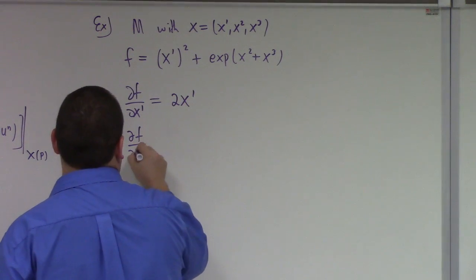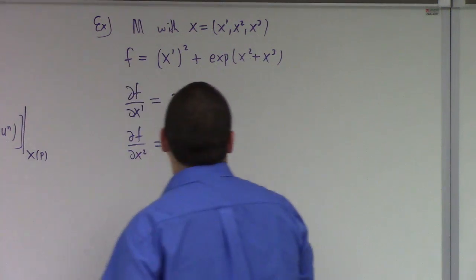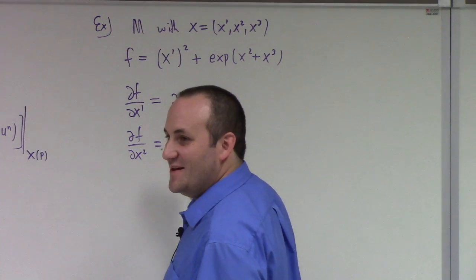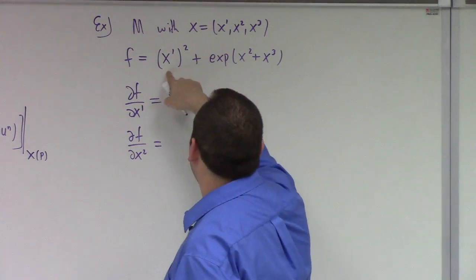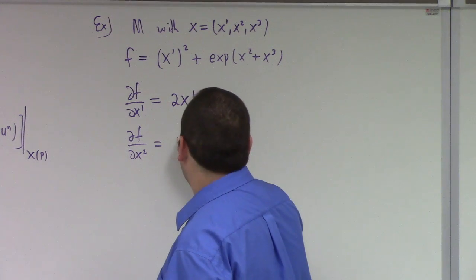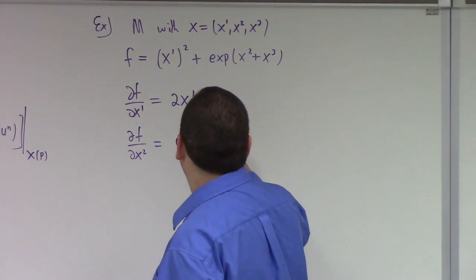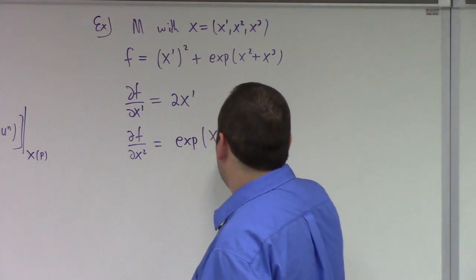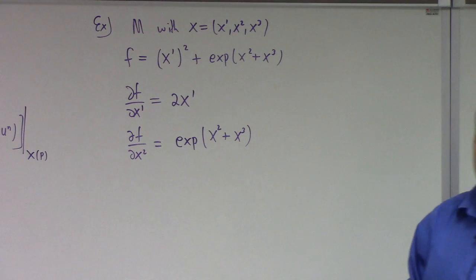Partial f, partial x2, what would that be? So there's no x2 dependence in the first term, and the exponential's derivative is exponential. So we get exponential of x2 plus x3, but the derivative of the inside function is 1 again, so there you go.